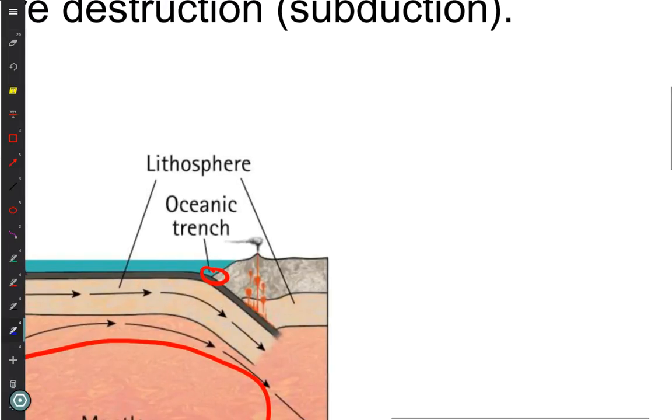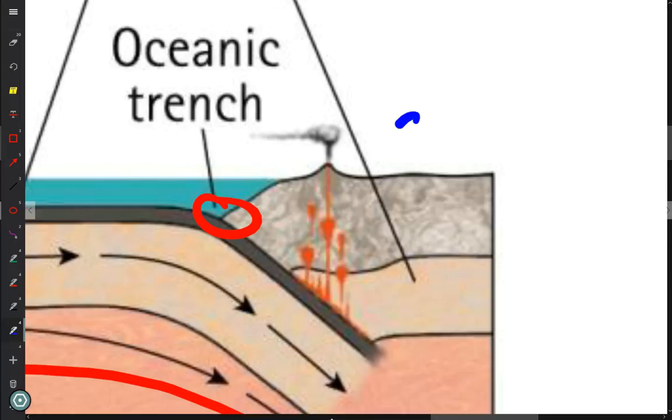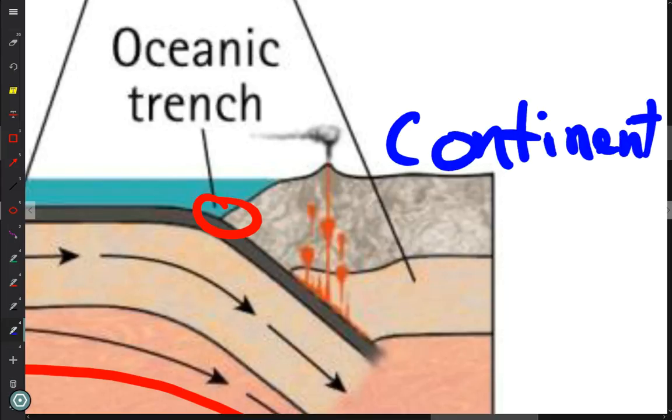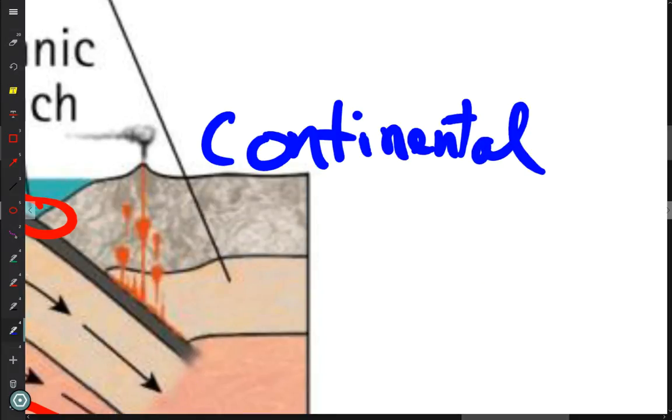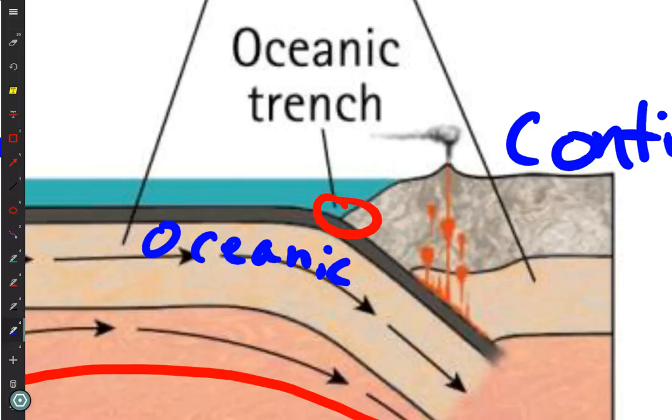But now let's go to the edge. So here we are at the edge. This here is continental plate. This here is, of course, oceanic. And what did I say about the relative densities of the two? How's the density of the continent compared to the density of the ocean floor? Ocean is more. The ocean is more dense.